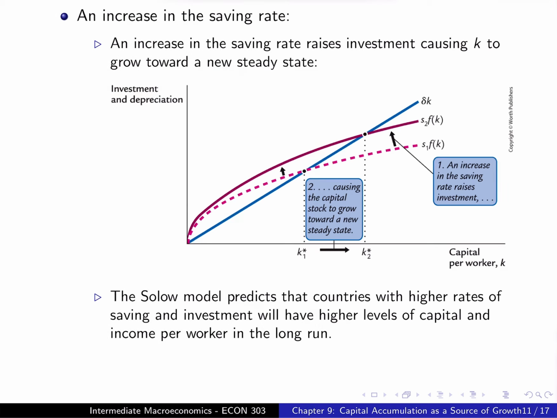The key takeaway: the Solow model predicts that countries with higher saving and investment rates will achieve higher levels of capital and income per worker in the long run.